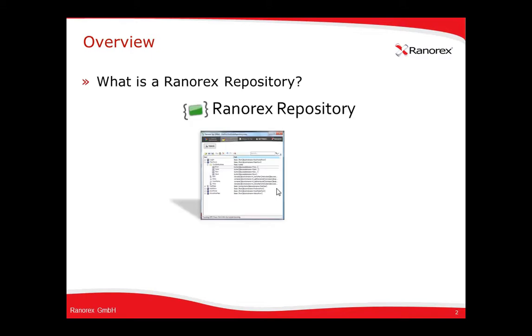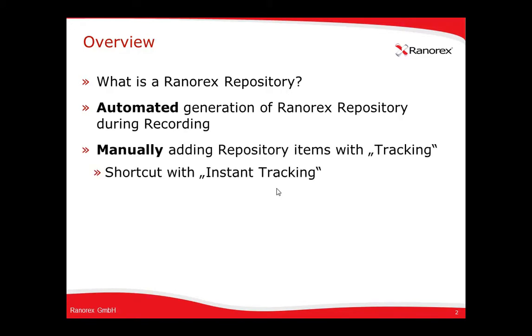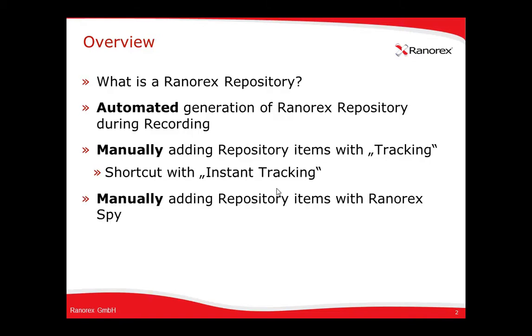To give a short overview of the session today, let's see what we are going to cover in the next few minutes. I'd like to start with answering the question what a Ranorex repository actually is. The first way of adding items is the automated generation of repository items during a recording. Next to the automated generation, there's also a manual way using the tracking functionality. Here you could also do a shortcut with the so-called instant tracking. Another way of adding items manually could be to let the Ranorex Spy tool assist you.